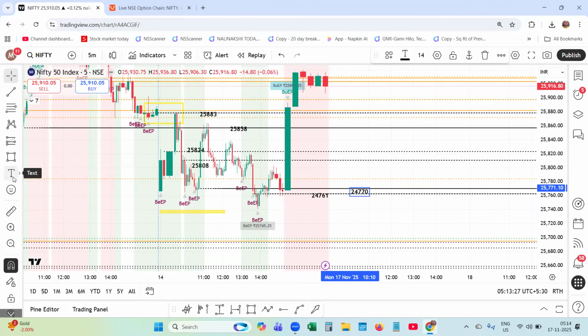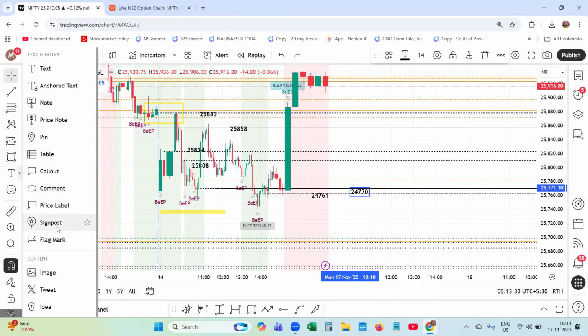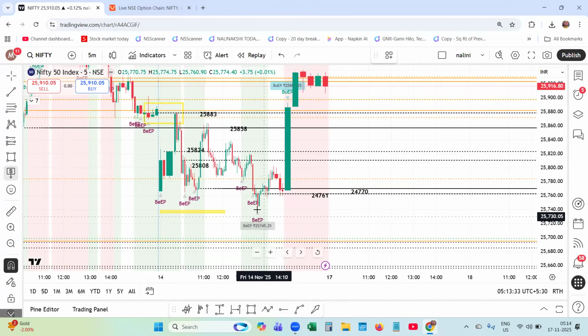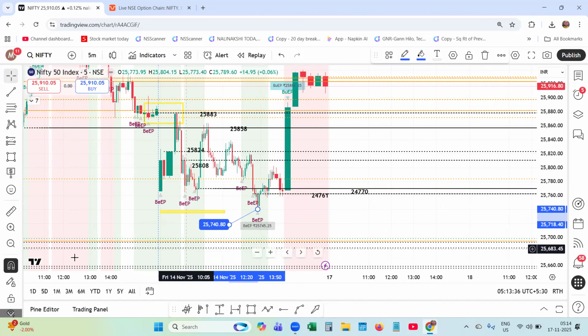Let me pick up this price label, or price note, and I have enabled the magnet so that it will pick up the exact level. At the 25,740 level, a climactic bearish EP forms, and the label appears on the chart. When it is at the climax, the bearish EP has been formed. The climactic level is formed because it might have shifted from here to here, this label.